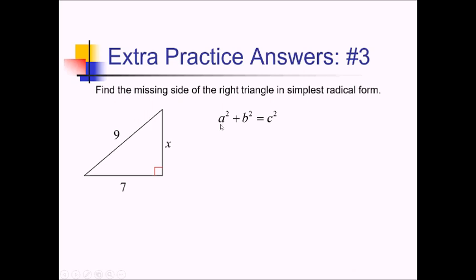So I can write 7 squared plus x squared equals 9 squared. Now I have to get x squared by itself, so I have to subtract 7 squared over to the other side. So I'm basically doing 81 minus 49, which comes out to 32. And if I square root both sides to get x, the square root of 32, I can actually simplify that radical. So that's 16 times 2, and then that's going to be 4 radical 2.